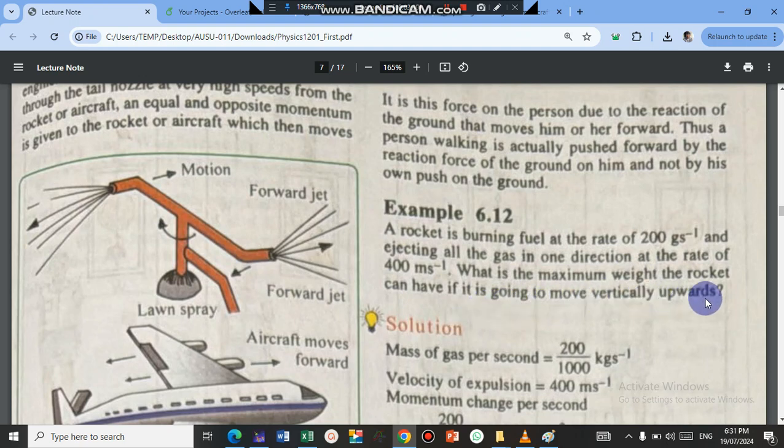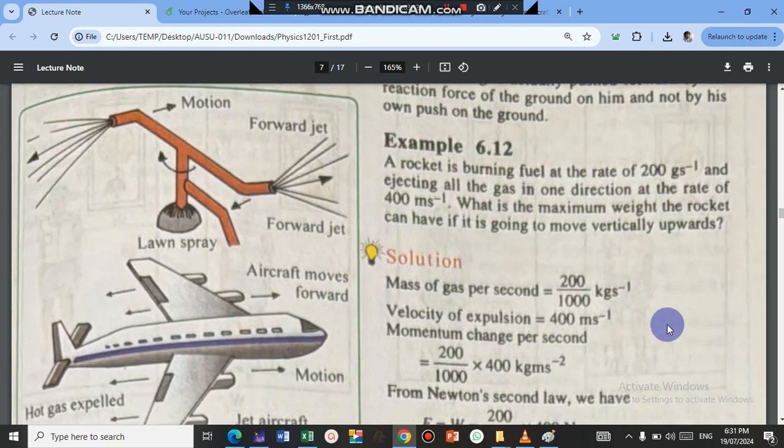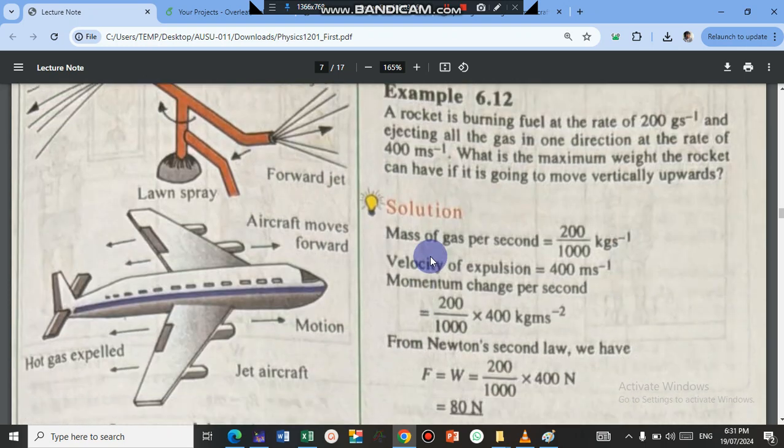Here is the solution. The first thing is the mass of gas per second. You have to divide this mass by 1000 to change it to kilogram, because it is given in gram per second. We want to change it to kilogram per second, the correct unit. In 1 second you have this mass ejected. The velocity of expulsion is this. Mass times velocity gives us the change in momentum in 1 second, that is, the mass ejected times the velocity.